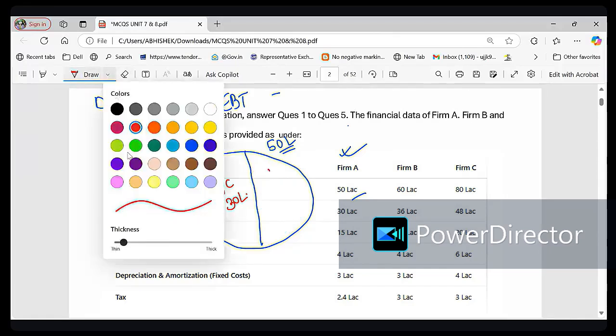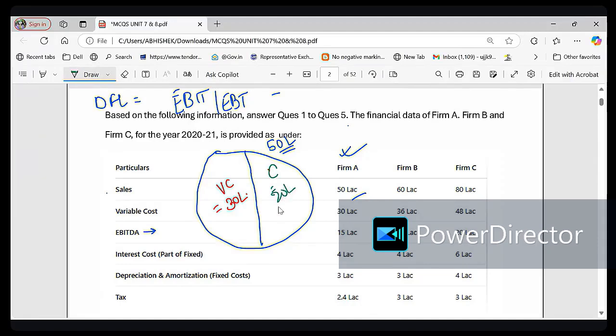Let me use a different color, green. So our contribution will be 20 lakh. How did we get the contribution? Contribution is nothing but sales minus variable cost, right? Sales is 50 lakh and variable cost is 30 lakh. So 50 minus 30 is 20 lakh. So contribution is 20 lakh.